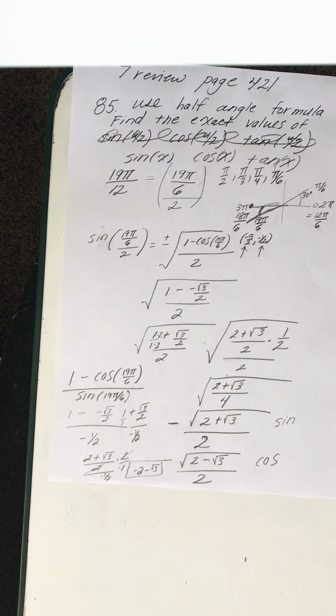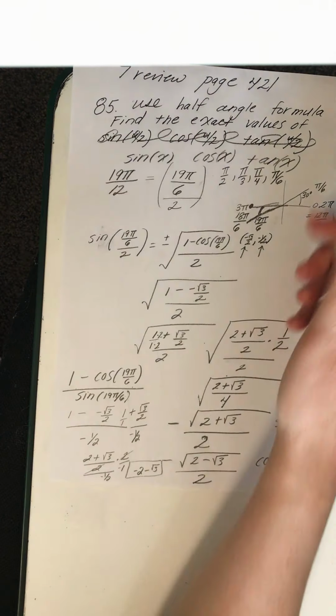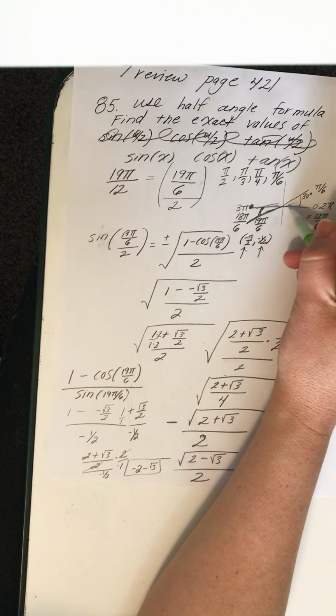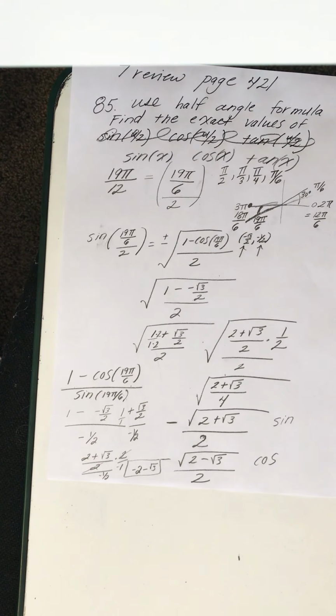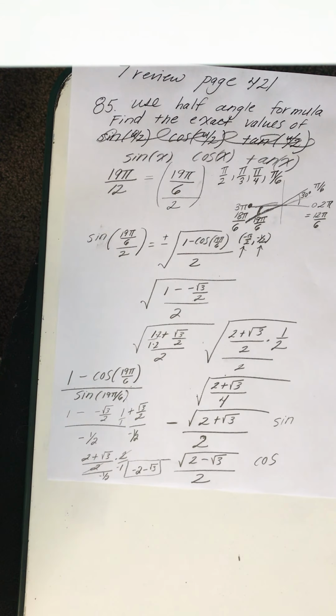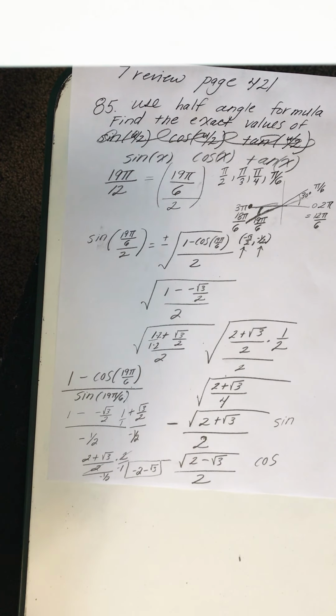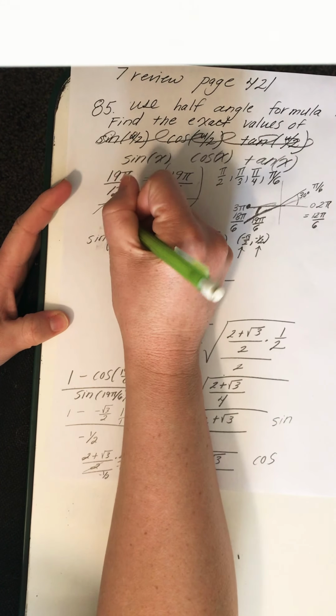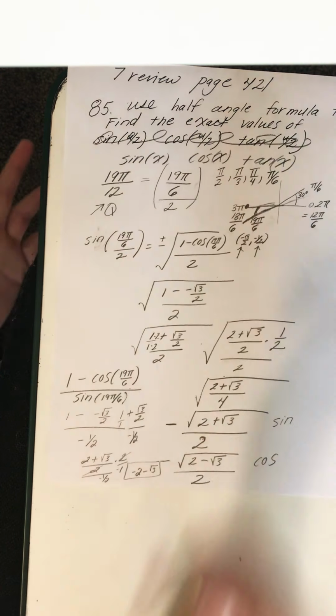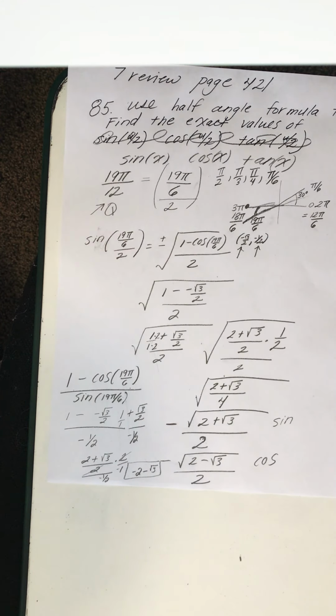I'm thinking, let's think about where pi 12ths is. So pi 12ths is right here at this 15 degrees, because think about it, pi 6, half of that is pi 12ths, so 30 degrees, half of that is 15 degrees. So it has to do with that. Where in the heck would 19 pi 12ths fall? Which quadrant is 19 pi 12ths in? And that's going to help you make sure your signs are correct.